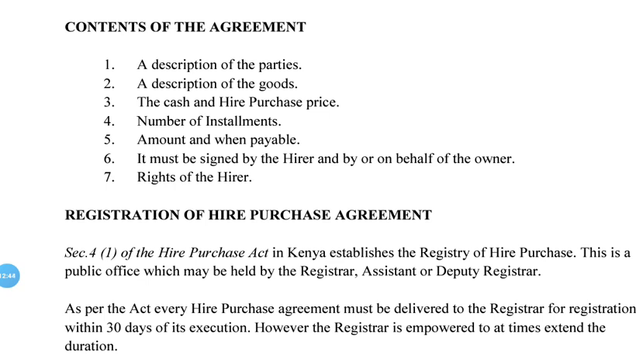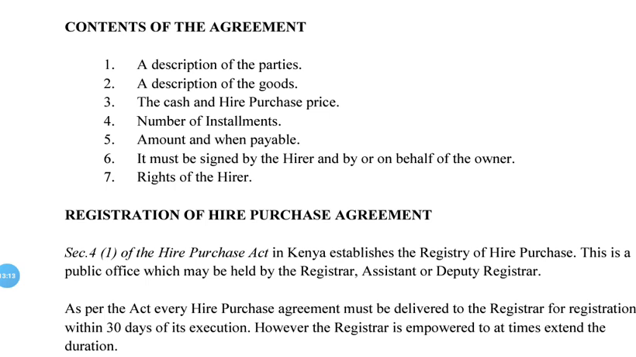Then description of the goods. So what are you buying? Are you buying a TV set? Is it a laptop? Is it a milking machine? Is it a generator? Is it a water pump? Is it a motorbike? So the item that is being transacted must be indicated. That is description of the goods.